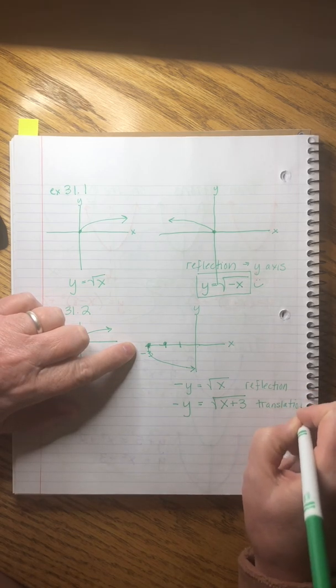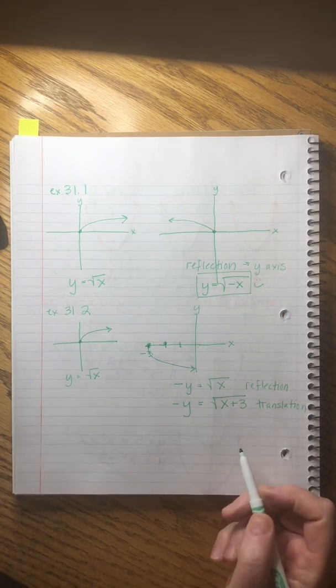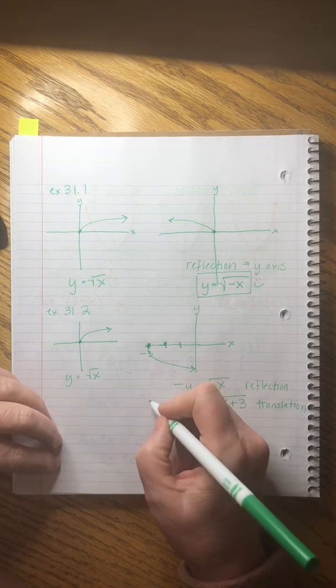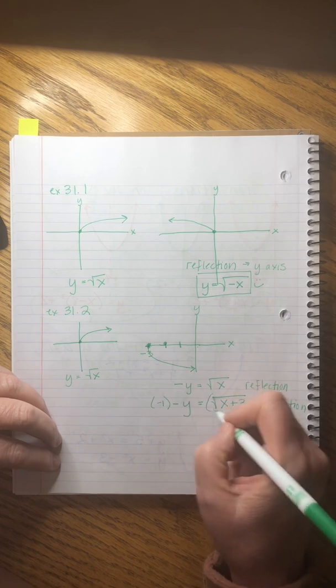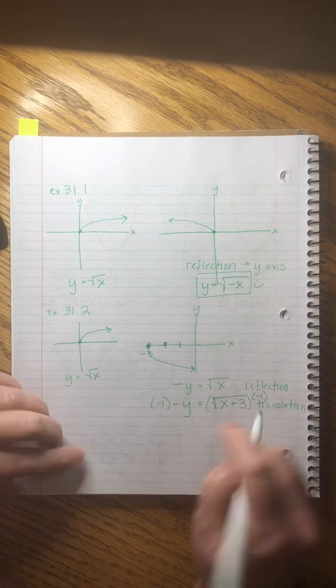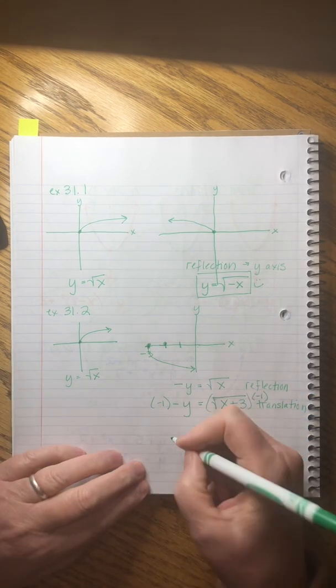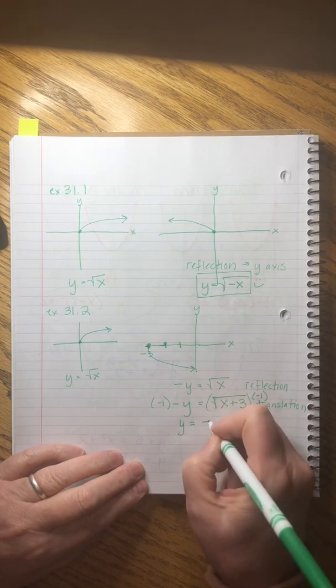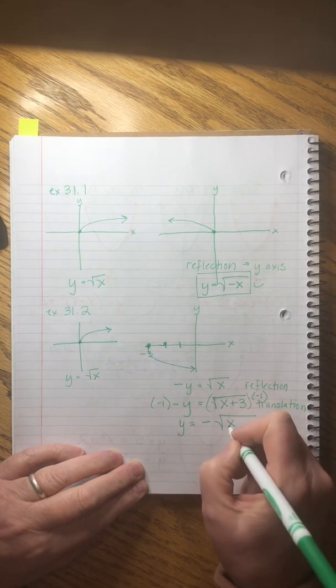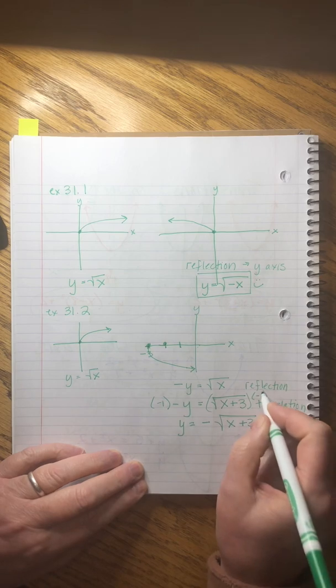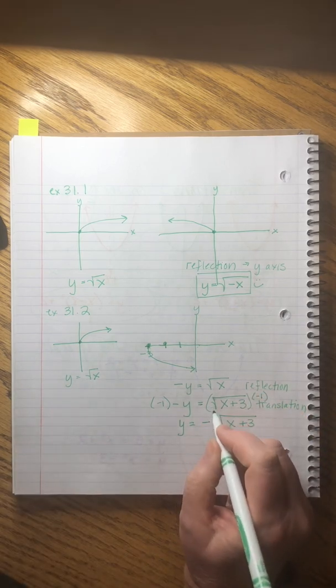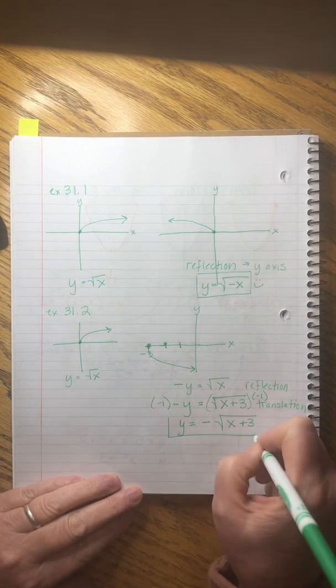Okay, so we had to do 2 things. Now the last step is I'm going to multiply both sides by -1 to get rid of that minus sign in front of the y. I don't want that. So I get y equals minus the square root of x plus 3. This just comes and sits right out in front. And this is our final answer.